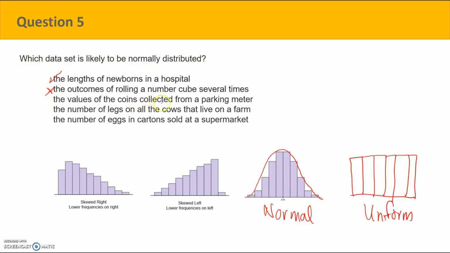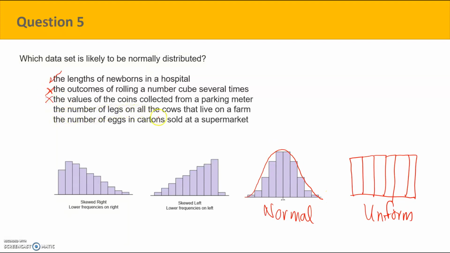The values of the coins collected from a parking meter. Well, you can have different types of coins, but there are only 4 types of coins that you can have, and they are all various, but they do not fit a normal distribution.